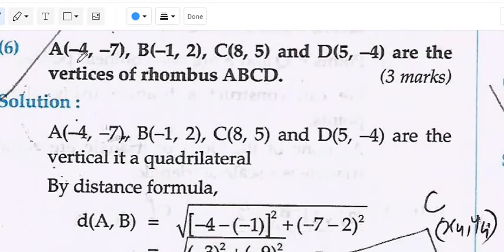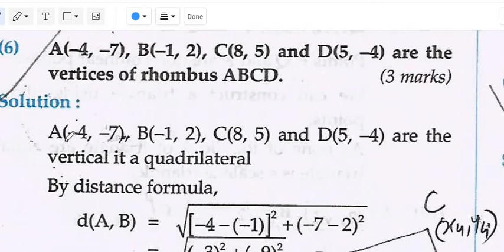6. A(minus 4, minus 7), B(minus 1, 2), C(8, 5) and D(5, minus 4) are the vertices of rhombus ABCD. Okay, आता हे प्रूव्ह करायचं आहे. रोम्बसचे प्रॉपर्टी हे काय, रोम्बसचे all the four sides are congruent. Therefore we have to find out first distance AB, then distance BC, distance CD.